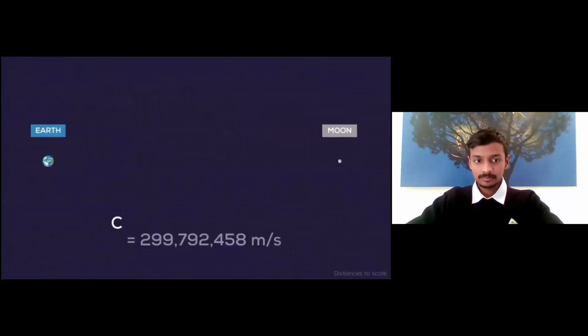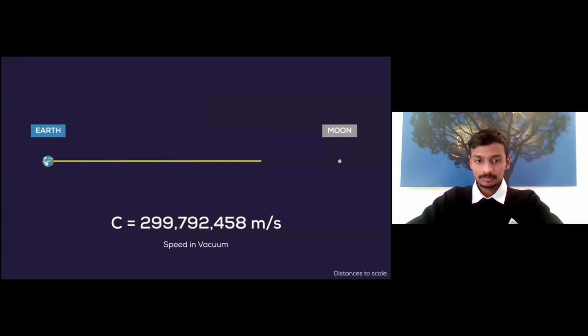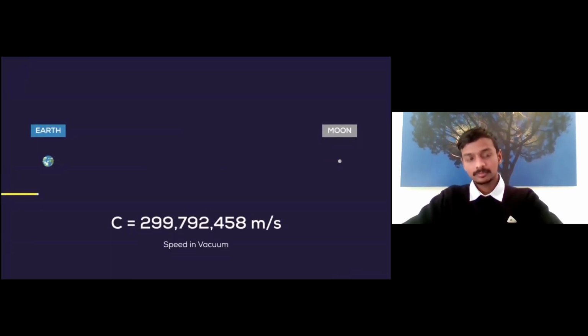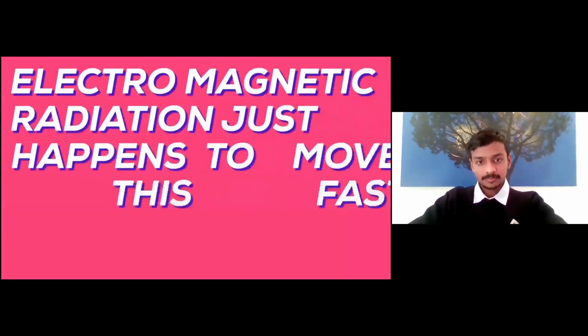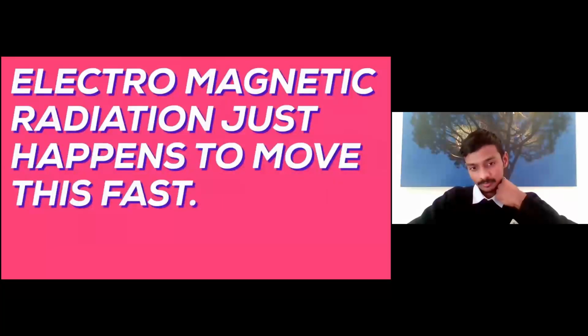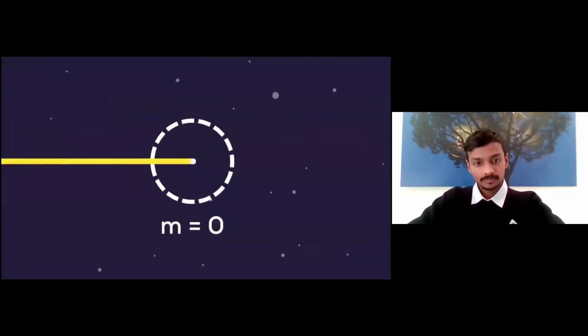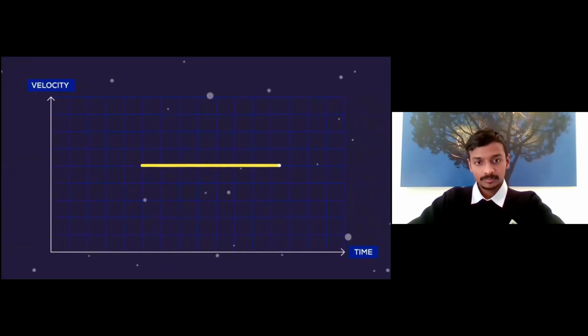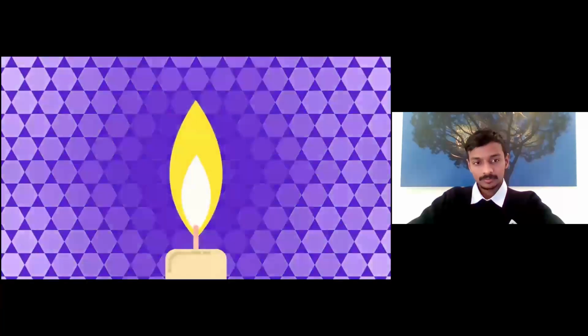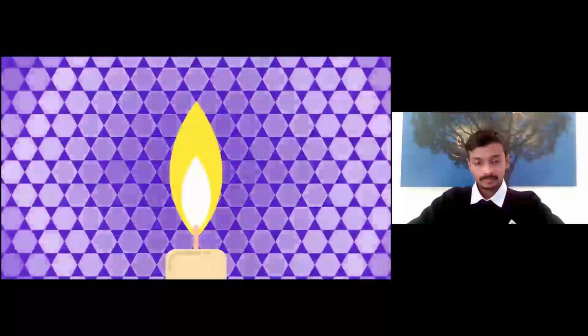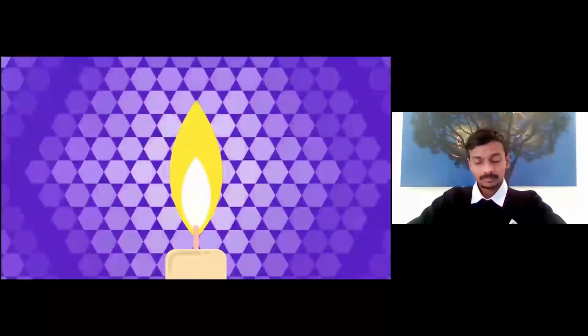It's c, exactly 299,792,458 meters per second in a vacuum, 1 billion kilometers per hour. Electromagnetic radiation just happens to move this fast. Any particle that has no mass travels at c, without acceleration or any in between. The light that's being released from a candle does not speed up until it reaches light speed. At the very instant of its creation, its speed is c.